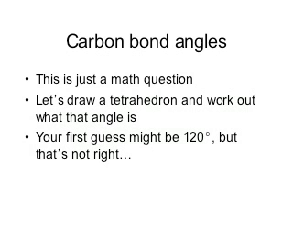Well, we start out with chemistry. This is a chemical question. What's the bond angle in a molecule? But really it's just math. We can draw a tetrahedron and work out what that angle is. Now your initial guess might be 120 degrees. A lot of people think that. But that's actually not the right answer.